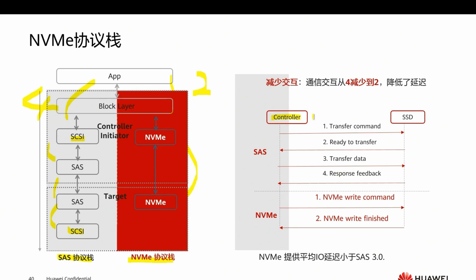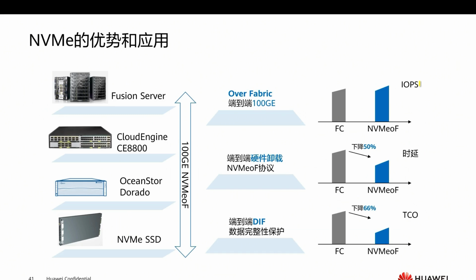NVMe over Fabric supports mapping NVMe to multiple fabric transport options. These fabric options include, for example, FC, InfiniBand, RoCE network, TCP, and so on. There are 2 types of transport that NVMe over Fabric can choose from. One is using NVMe over Fabric of Remote Direct Memory Access, RDMA. The other one is using Fibre Channel, FC-NVMe, NVMe over Fabric.